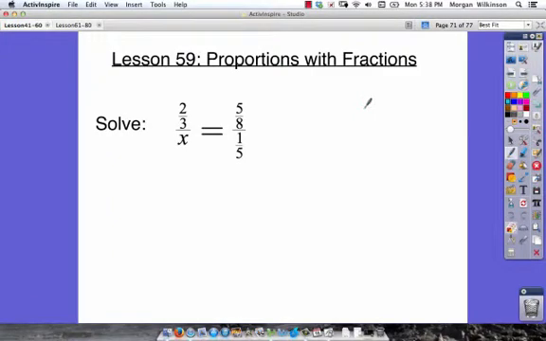Lesson 59 is about proportions with fractions, and you can see the first problem we have here. We have to solve 2/3 over x is equal to 5/8 over 1/5. Now, before we solve this problem, let's look at another proportion.